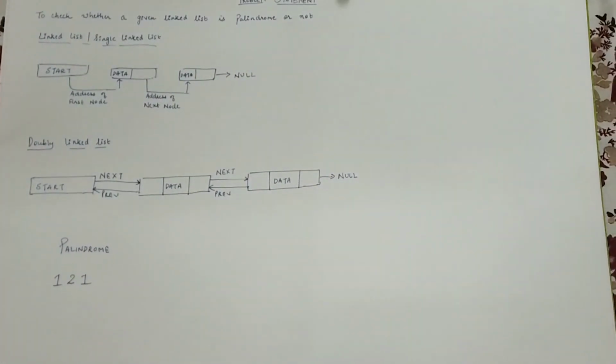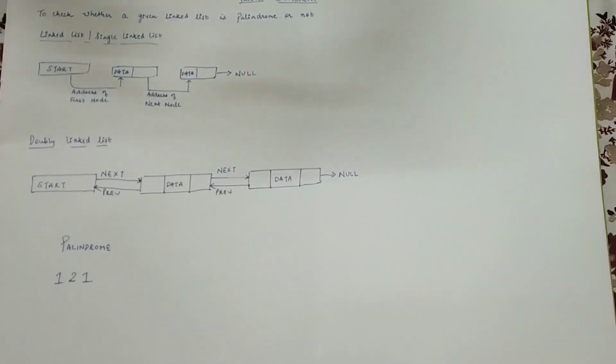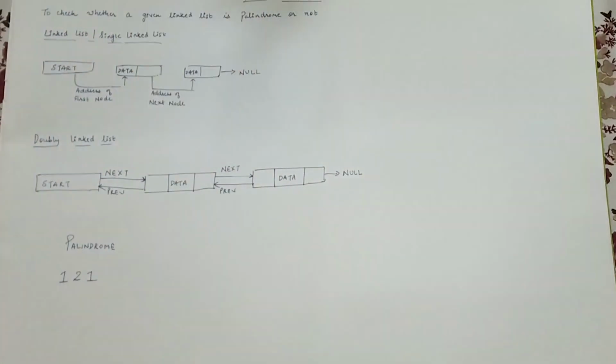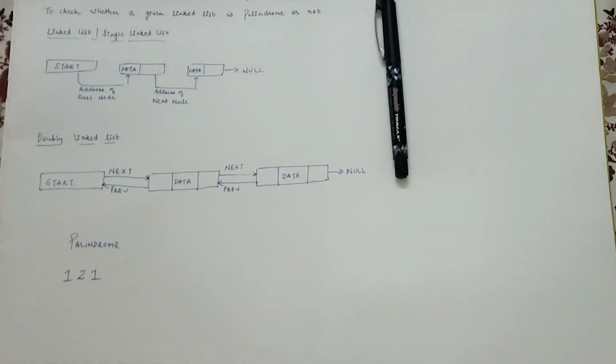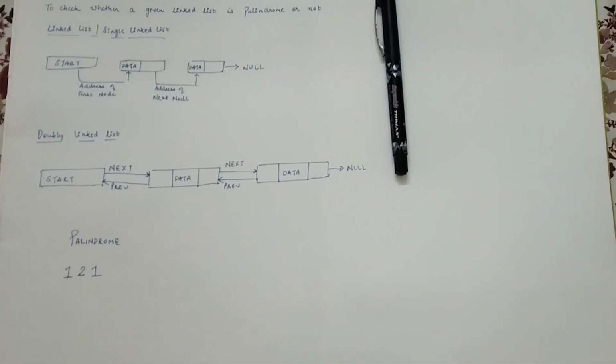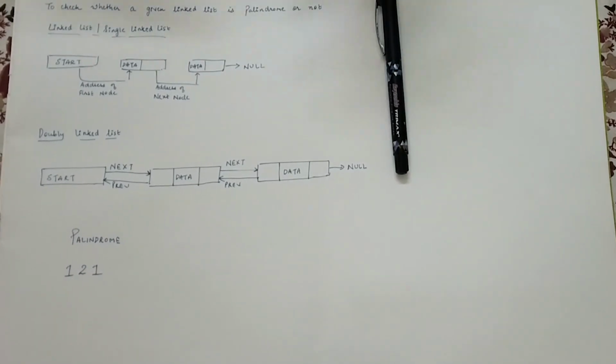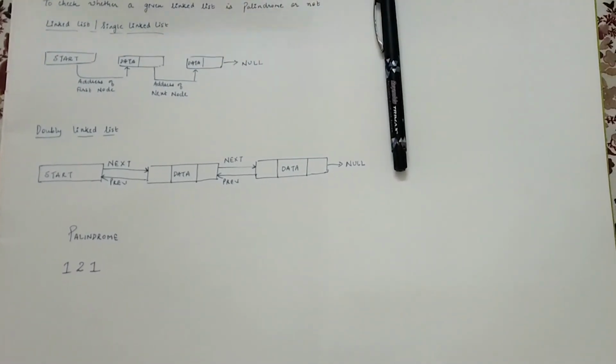Now we'll do a program on a palindrome. What is a palindrome? Consider this number 121. If you reverse this number, you get the same number, that is 121. This is called a palindrome, in which the original and the reverse number are the same.